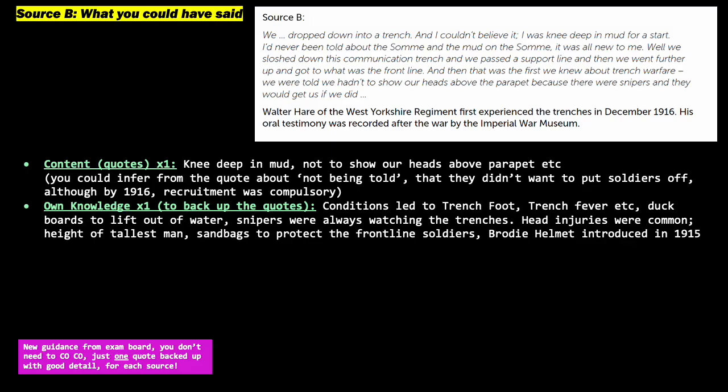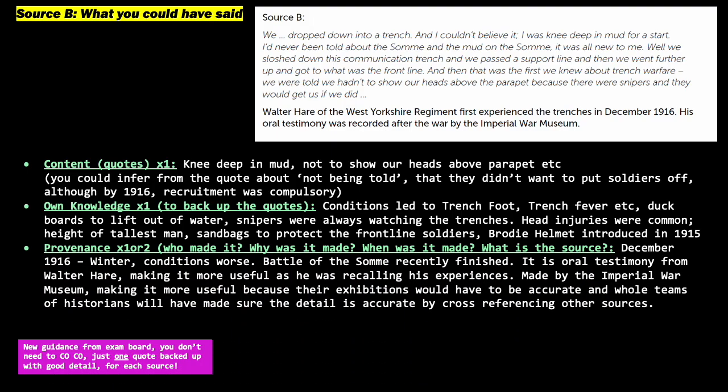Sometimes they put helmets on sticks, remember, to see if a sniper was watching or looking. And head injuries are very common. Remember, the trenches were dug to the height of the tallest man. The sandbags are there to protect the frontline soldiers from shrapnel and artillery. And of course, the Brodie helmet was introduced in 1915. So this is all knowledge that you could introduce to support those two quotes in this source.